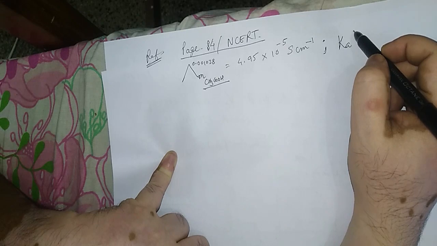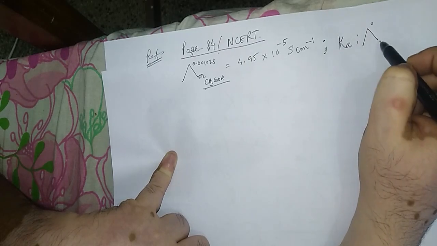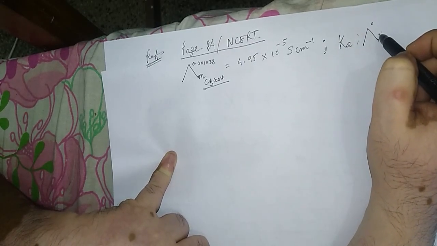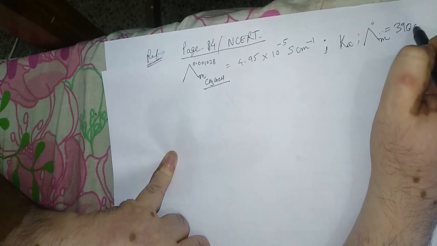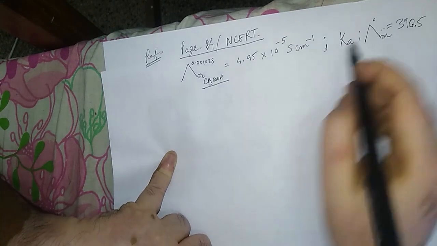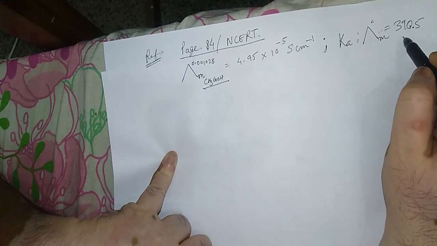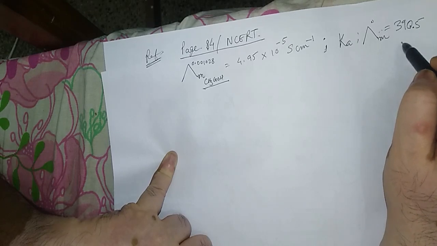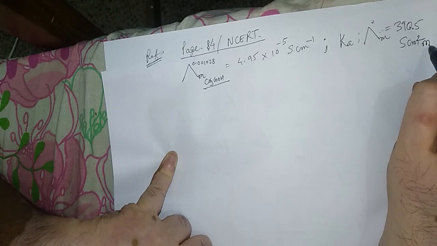So the given value of lambda m at infinite dilution is equal to 390.5 Siemens centimeter square per mole.